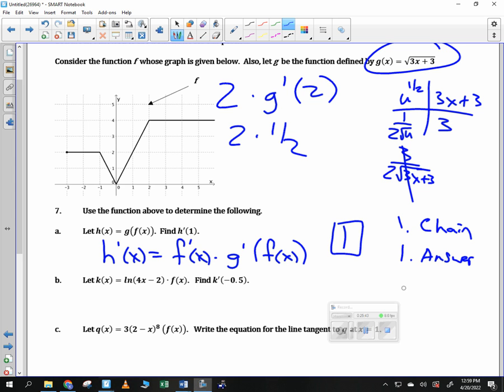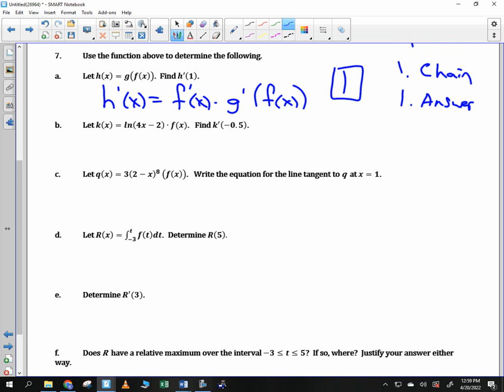All right, let's try this. K prime of negative 0.5. Looks like I need the product rule, folks. So the product rule is going to be 4 over 4x minus 2 times f of x plus the natural log of 4x minus 2 times f prime of x.